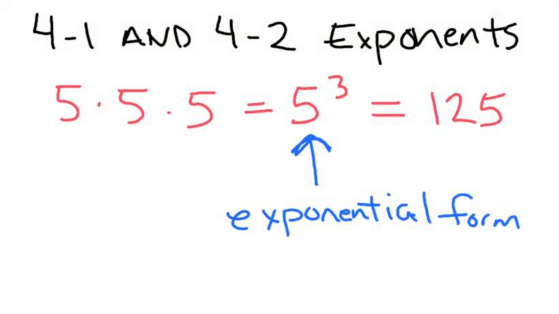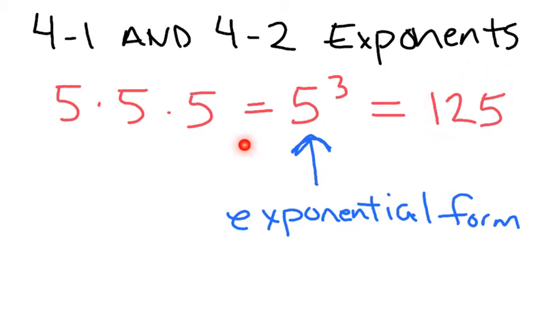Exponents. Okay, 5 times 5 times 5 can be written using an exponent: 5 to the third power. 5 is the base, 3 is the exponent. When you write it this way, it's written in exponential form. When you simplify it or evaluate it or solve it, you get this answer.